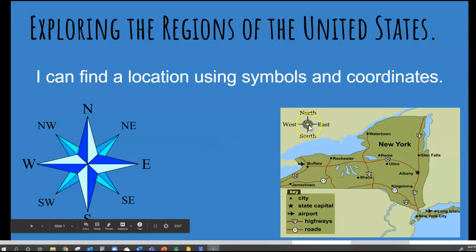But you also can see that I have my cardinal directions and my intermediate directions. And this is called a compass rose. And we're going to learn more about these today.